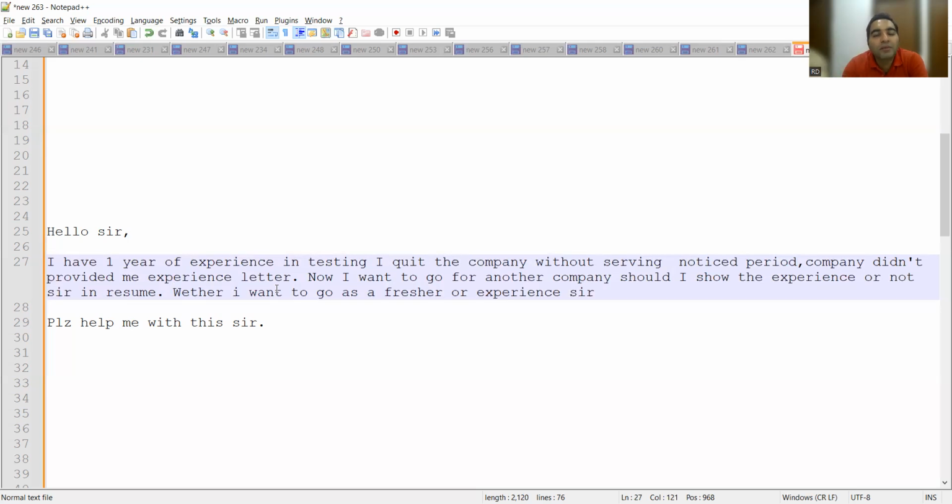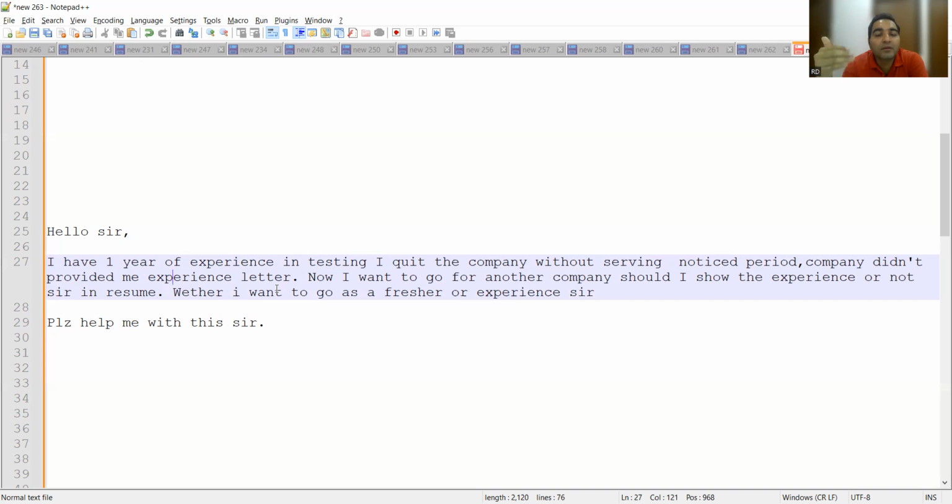And going forward, please ensure that you complete the notice period. Please ensure you are there in the company end to end. Right? It should not happen that you are not serving the notice period, because if it is just one company, that's fine. It can be adjusted. It can be taken care of.